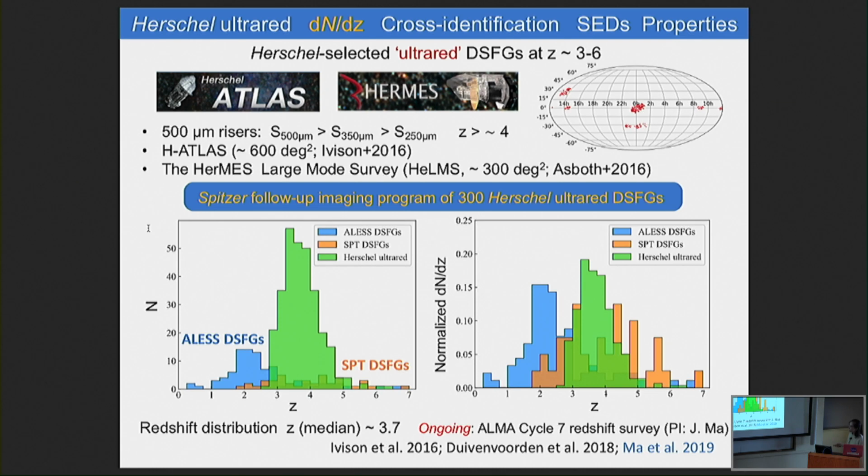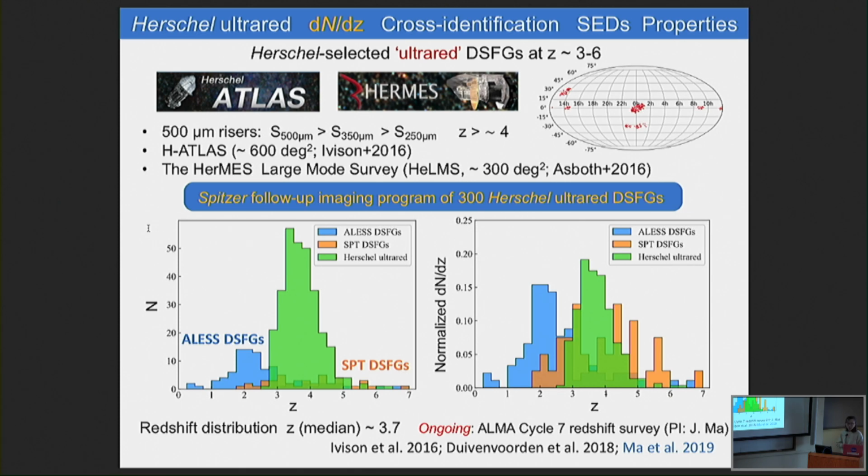This is the redshift distribution for our ultra-red sample based on photometric redshifts. The median redshift is about 3.7, and the well-studied ALESS SMGs peak at the lower redshift, about 2. SPT SMGs also have a higher median redshift, but they are almost all gravitationally lensed, while the Herschel ultra-red sample is largely unlensed. On the right, this is just normalized by their sample sizes, again based on photometric redshifts. So I proposed an ALMA redshift survey to confirm the redshift distribution, especially the high redshift tail here.